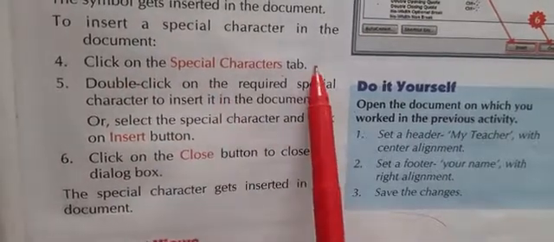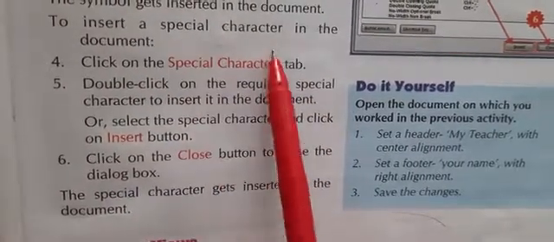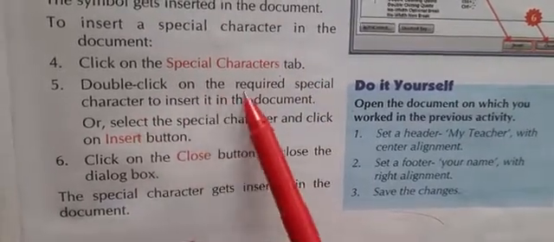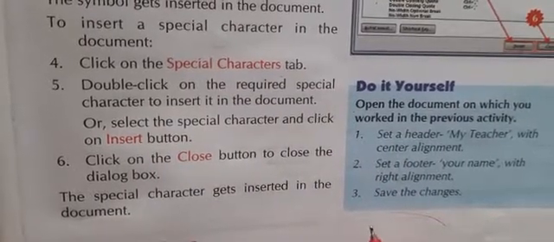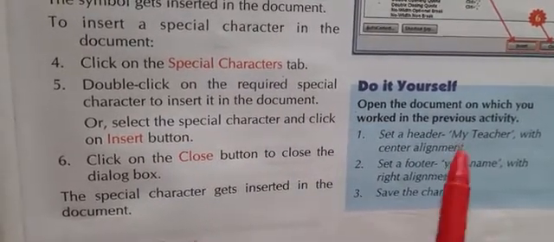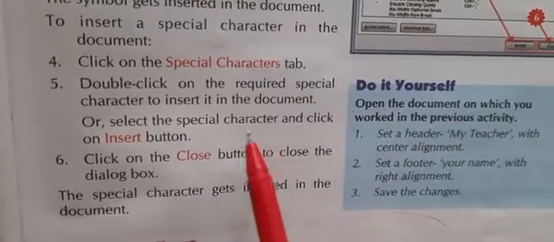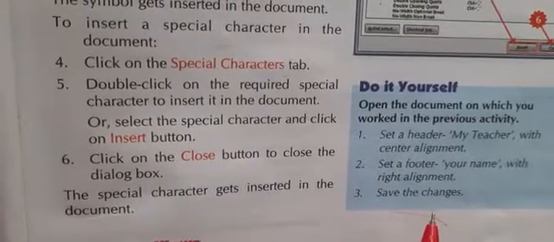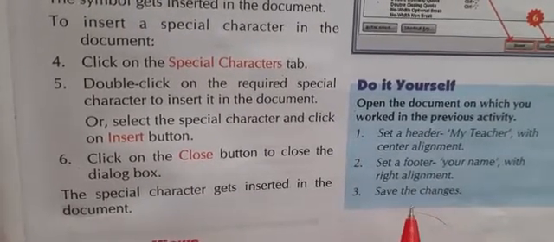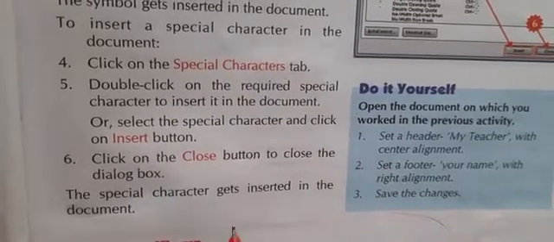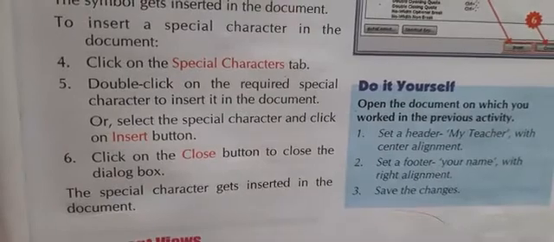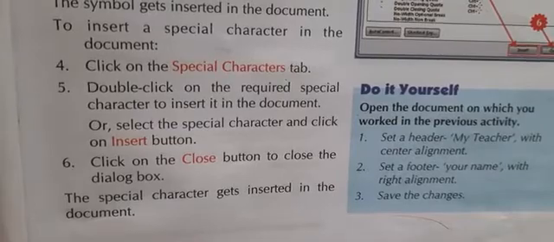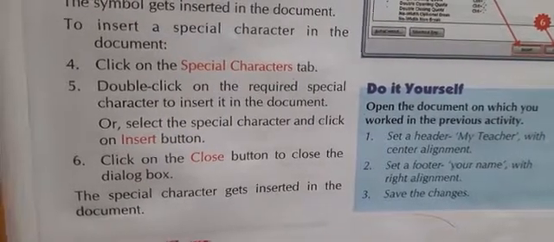Click on the special character tab. First we will go to the Insert tab, then from the Insert tab we will go to the special character tab. Then double click on the required special character that is to be inserted in the document, or select the special character and click on the Insert button. In the end we will click on the Close button to close the dialog box. Then the special character will be inserted in the document. So this is how we can insert special characters and symbols in the document.